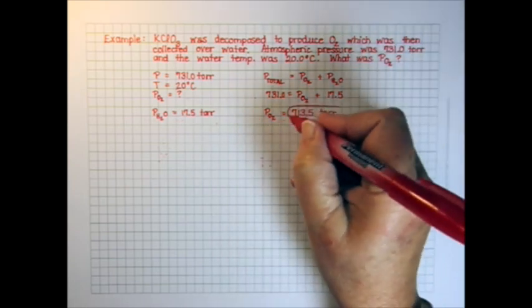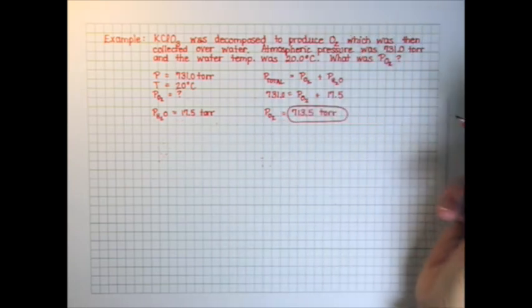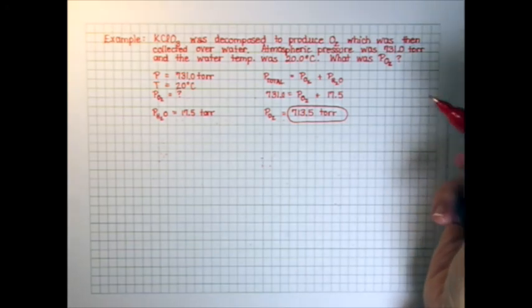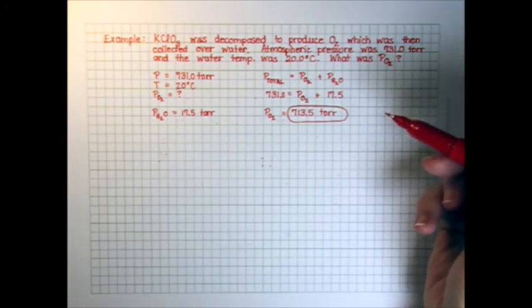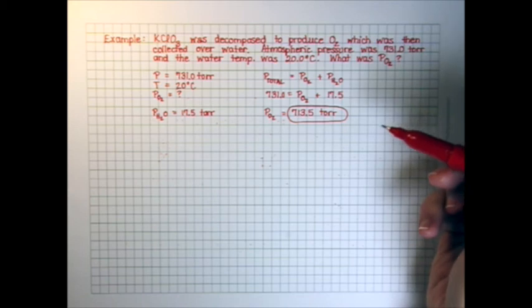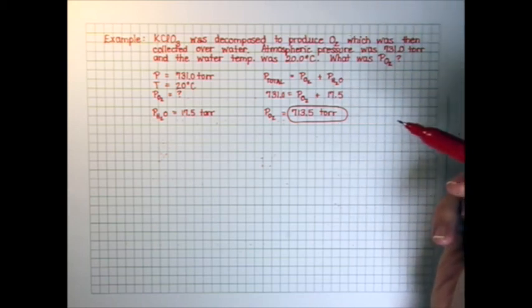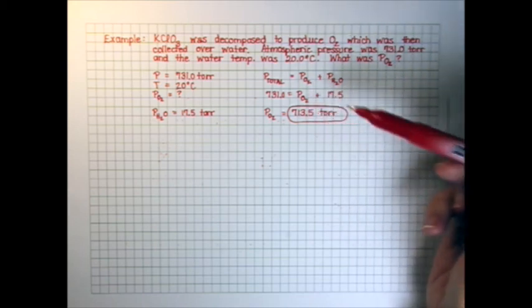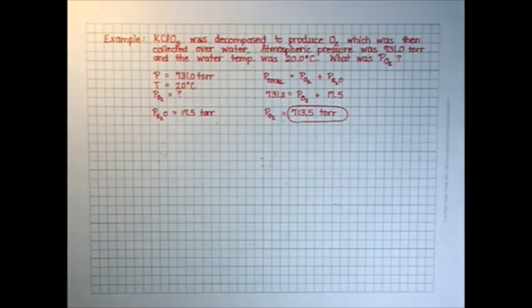And of course, once I've got this pressure, I could then do calculations using the ideal gas law and figure out how many moles of oxygen I had collected. I could do all kinds of other things. But this is the only tricky part. All right, so far so good. We can do this.